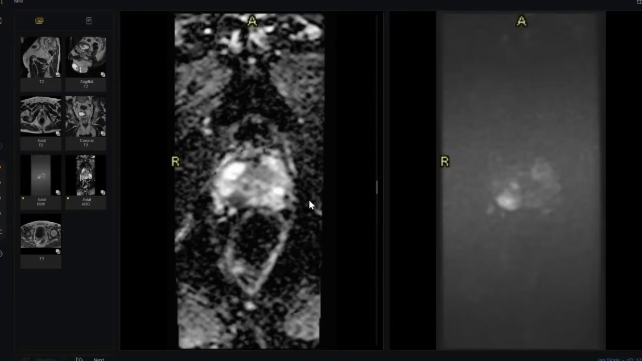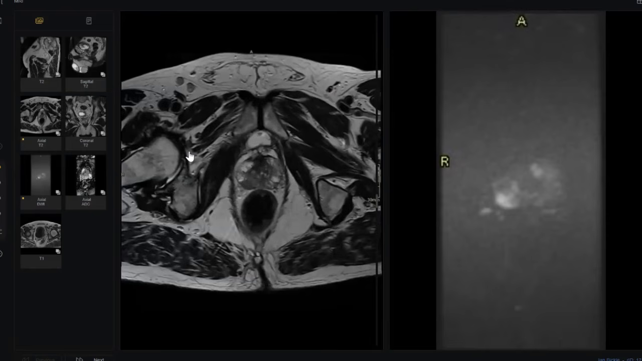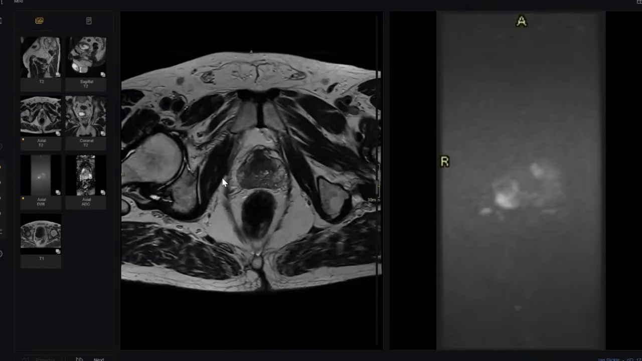Also, I will see something here. Oh, I'm big doubt about this area. Check here. Oh, very bright here. Okay. In the transitional zone, you must confirm your finding in T2. The T2 in the transitional zone is more important than the diffusion.